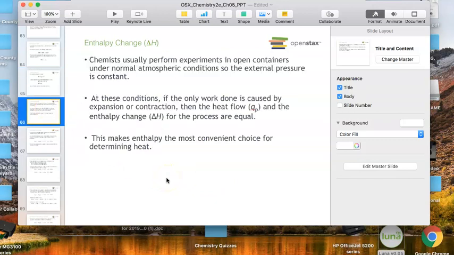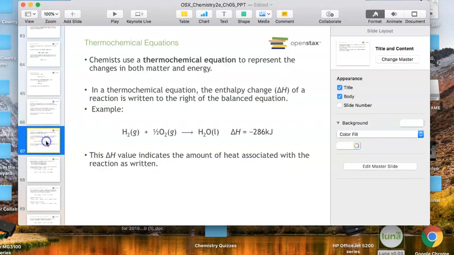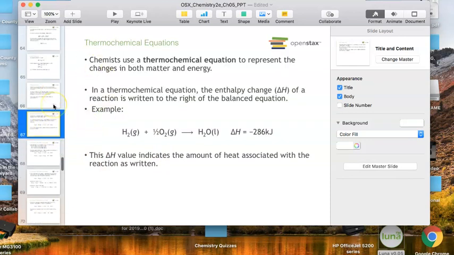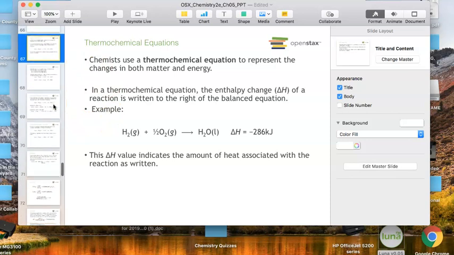So chemists usually perform experiments in open containers and under normal atmospheric conditions, so the external pressure is constant. At these conditions, if the only work done is caused by expansion or contraction, then the heat flow and the enthalpy change for the process are equal. This makes enthalpy the most convenient choice for determining heat. Because basically, if you can determine the heat amount, you can determine enthalpy, which we actually calculated the other night in our lab.